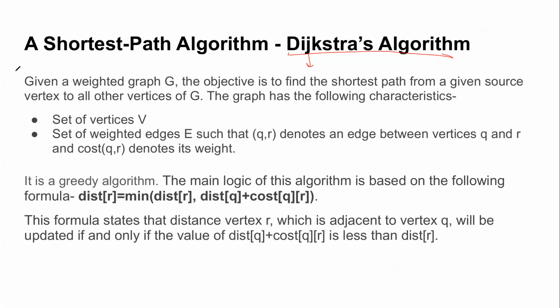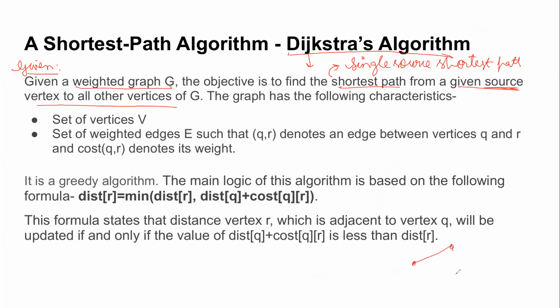So what is given to the Dijkstra algorithm? You are given a weighted graph. And what is your objective? Your objective is to find the shortest path from a given source to all vertices. Dijkstra's algorithm is also popularly known as single source shortest path. Okay, what does it mean?